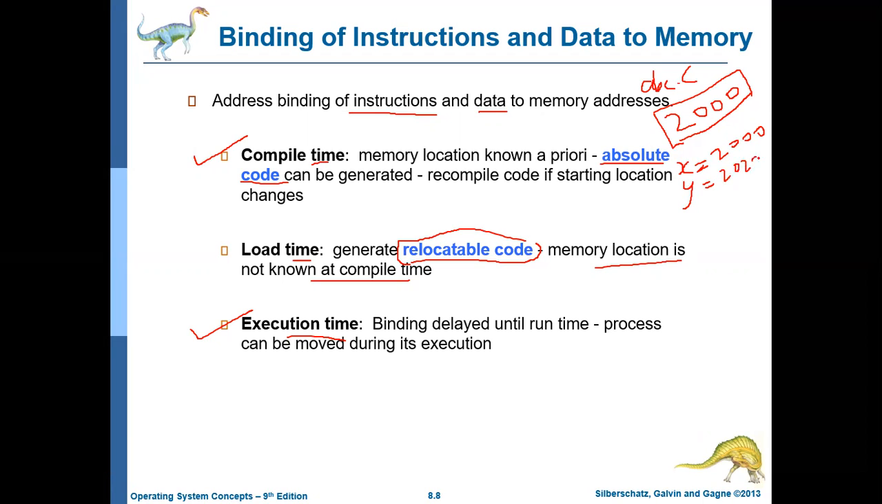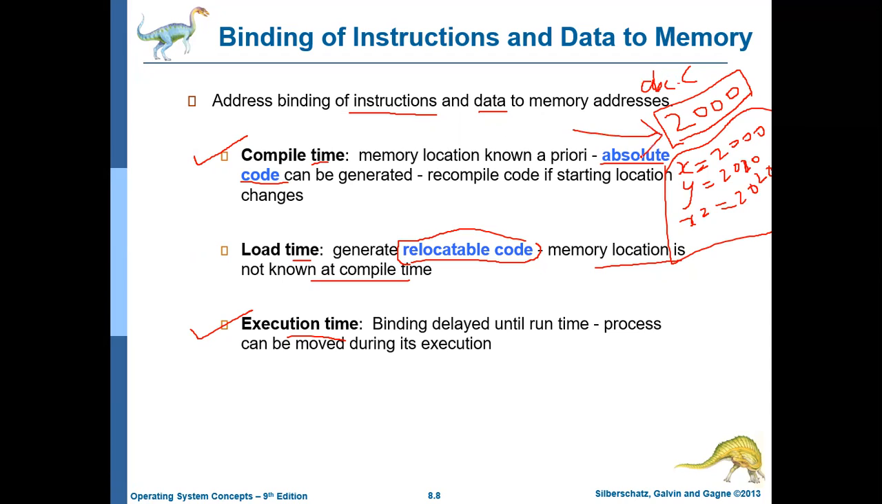Okay, and for y it will create 2000 plus 10, 2010, and for x2 it will create an address 2000 plus 20, that is 2020. Because it knows where it should be loaded, directly at compile time itself the absolute address is created.